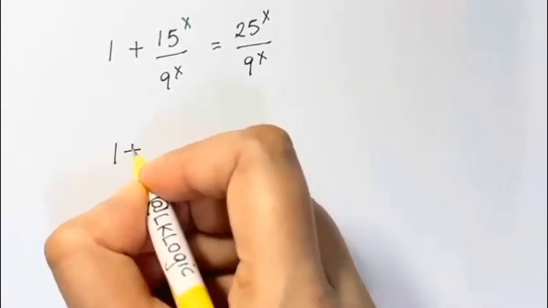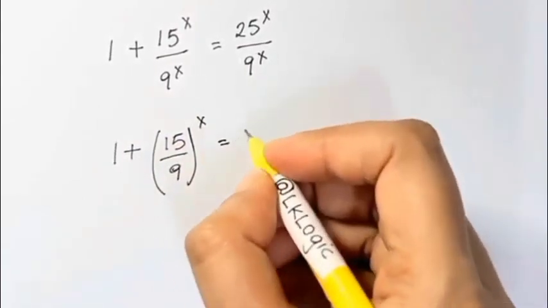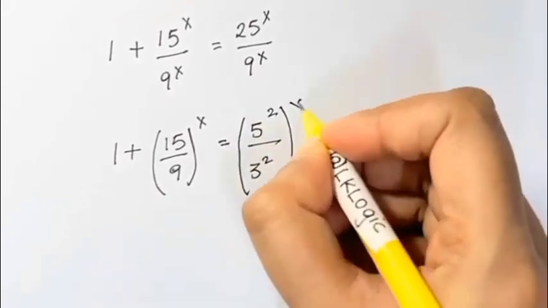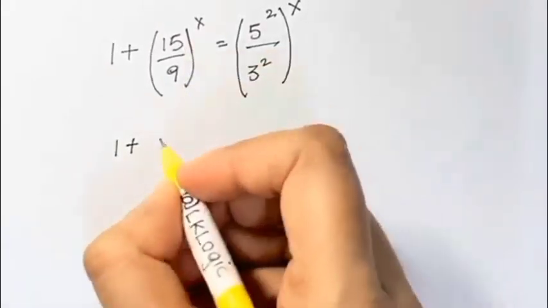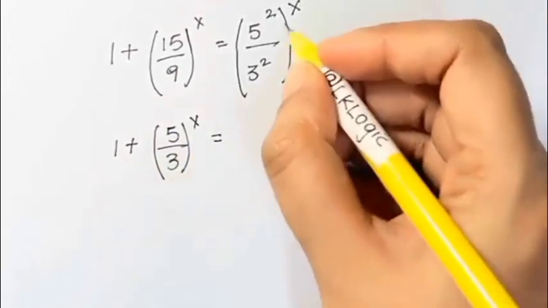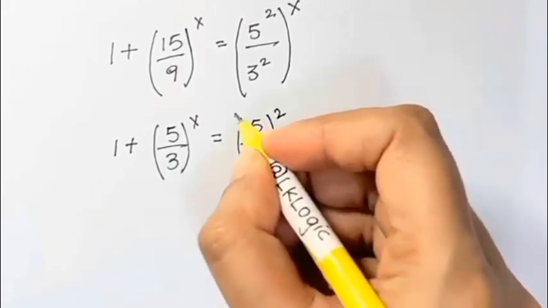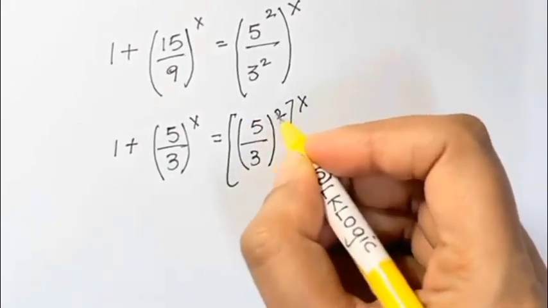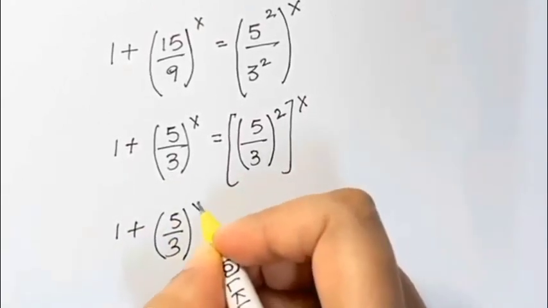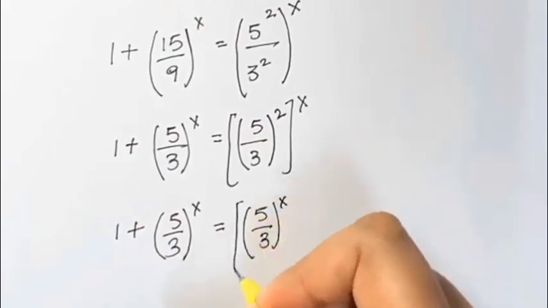Then we have 1 plus, we can club 15 over 9 whole to the power of x equals 25 and 9 is 5 square and 3 square all to the power of x. 1 plus, now this can be 15 over 9. If you simplify it, it's 5 over 3 to the power of x equals 5 over 3 the whole square whole to the power of x. Now we have 1 plus 5 over 3 to the power of x, and just shuffle the powers. You can just keep it 5 over 3 whole to the power of x whole square.